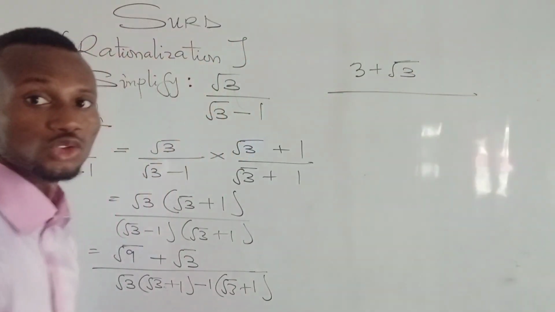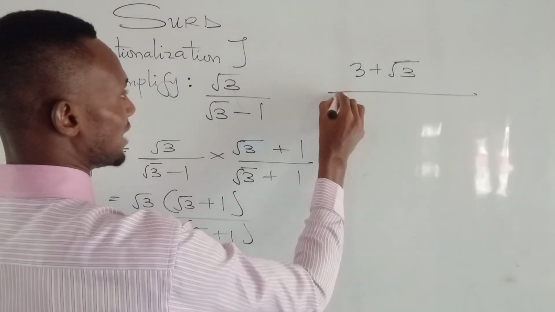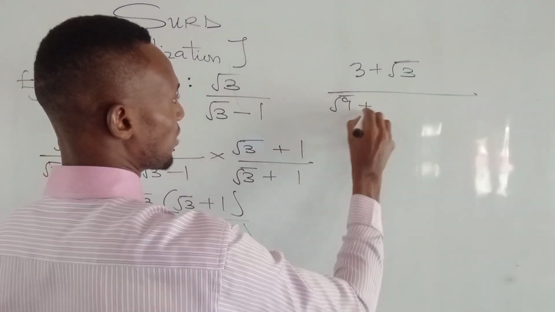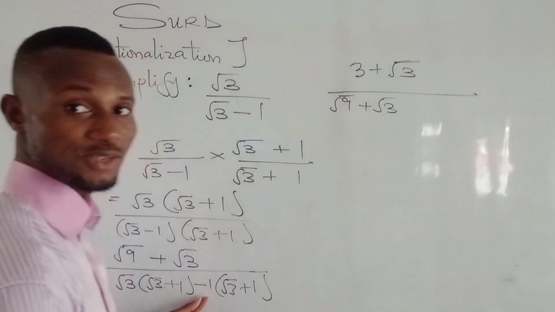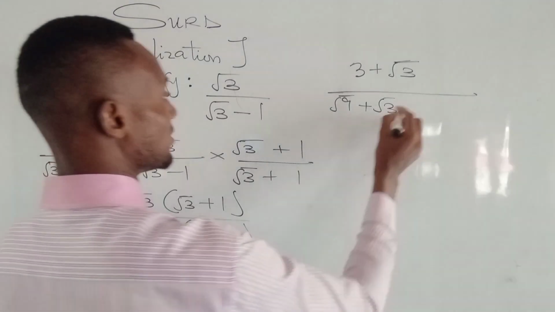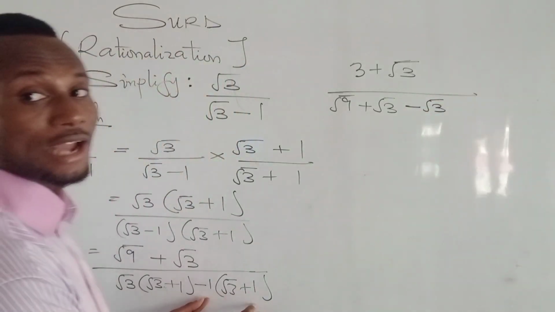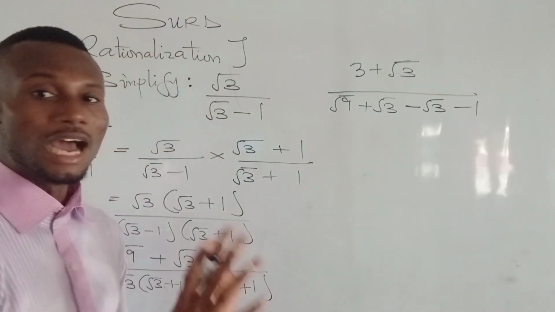And the denominator also, we simplify it by opening our bracket. So this root 3 will open its bracket, and this minus 1 will open its bracket. So root 3 times root 3 gives root 9. Then root 3 times positive 1 gives positive root 3. Then this negative 1 will also open its bracket. So negative 1 times root 3 gives negative root 3, and negative 1 times positive 1 gives negative 1. I hope you understand up to this point.